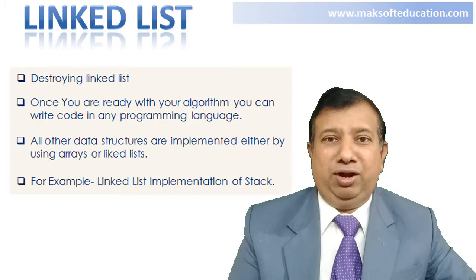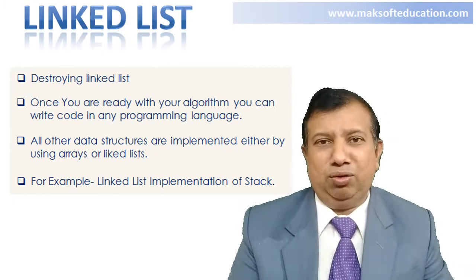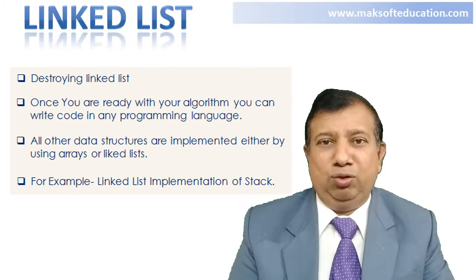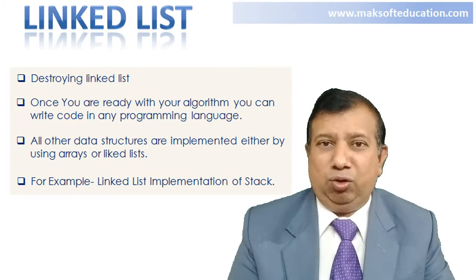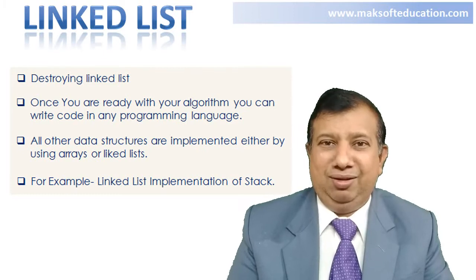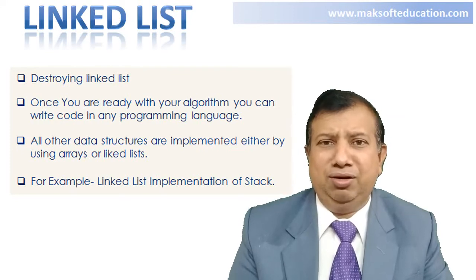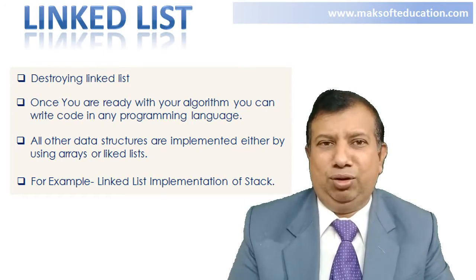Now the next operation that we have to discuss is destroying the linked list. Destroying a linked list means what? We have to eliminate everything from the linked list. In this case, we have to delete all the nodes one by one from the linked list. Once all nodes are deleted, that means when your list pointer becomes null, we can say that your entire linked list has been destroyed. So removing a pointer from your program is also called destroying a linked list.